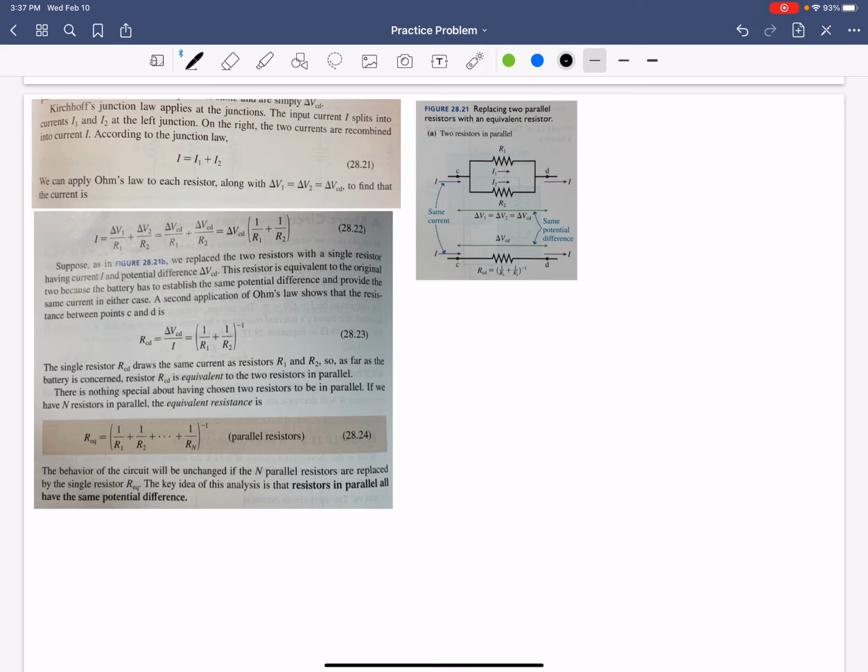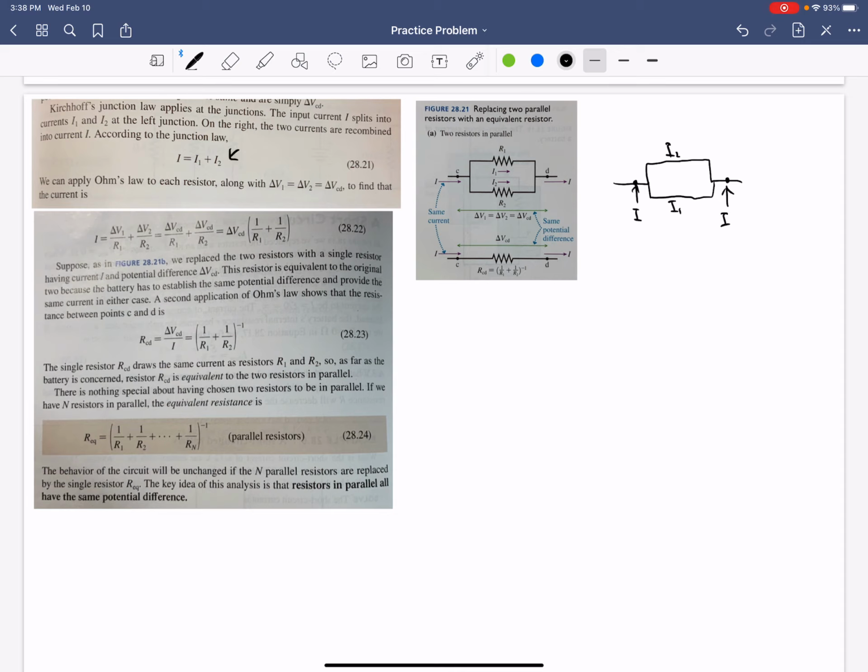This Kirchhoff's current junction law is saying that when you have a junction, the current on the left side equals the current on the right side. And I1 plus I2, the two branches when combined, they're the same. So they follow this pattern.